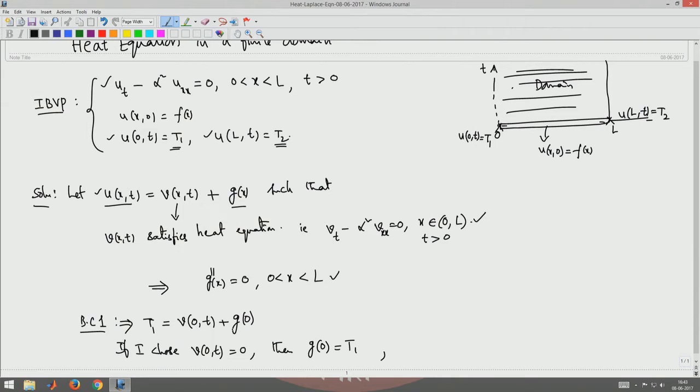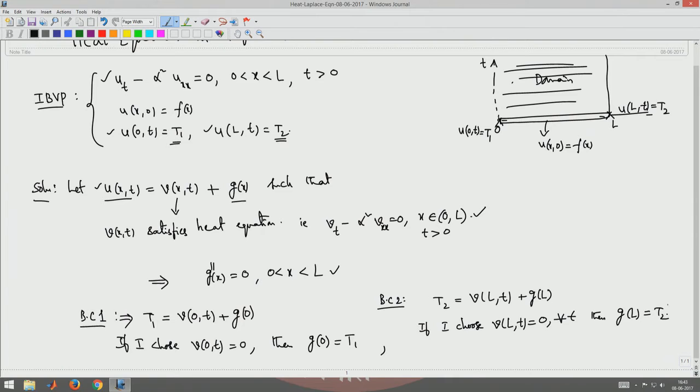Now, you do the same thing for boundary condition 2, that is u at L, t, which is T2. So, T2 equal to v at L, t plus g at L. Again, if I choose v at L, t as 0 for every t, then g at L has to be T2. Now, we just combine what you have.